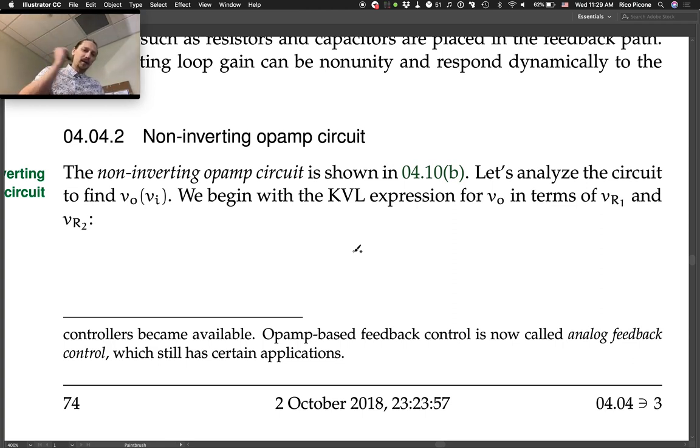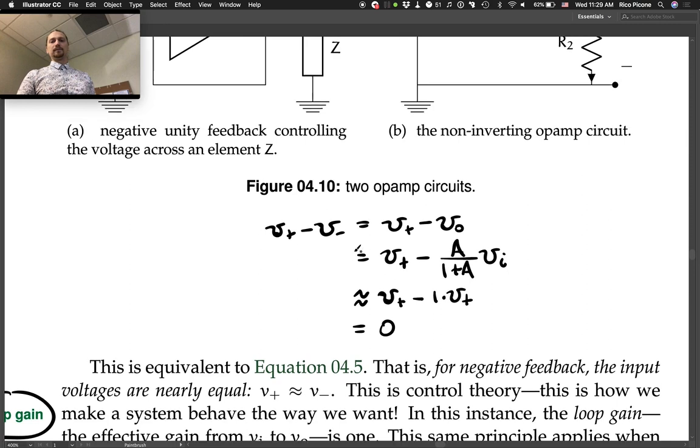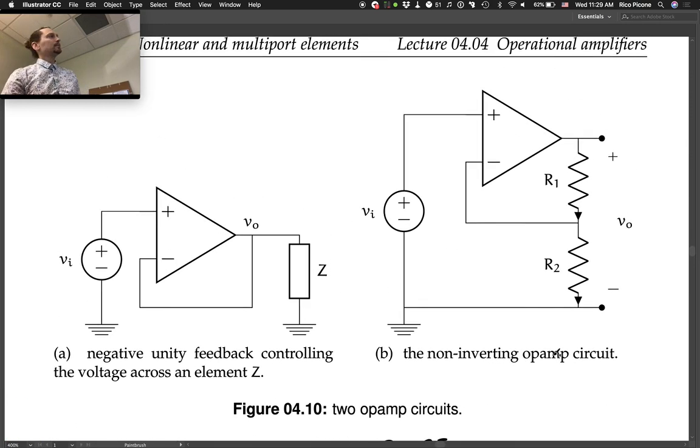Okay. So the non-inverting op-amp circuit is shown in figure 4.10B. So let's look. Oh, it's up here. So this guy. We put a resistor in the feedback path, right? And we're taking as the output voltage the voltage across these two resistors, R1 and R2. So we're going to do an analysis of the circuit and find what the loop gain is. It's almost always what we're interested in. If you put in X volts, how many times X do you get out on the other side? That's the loop gain. And that's what we're interested to find in this circuit as well.